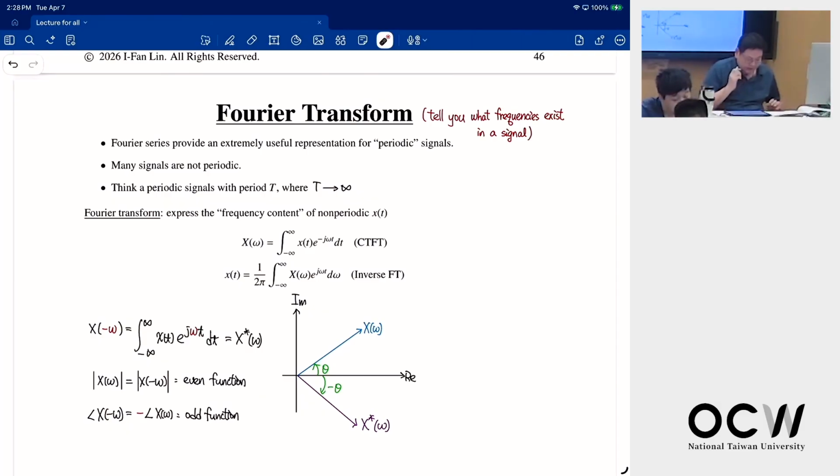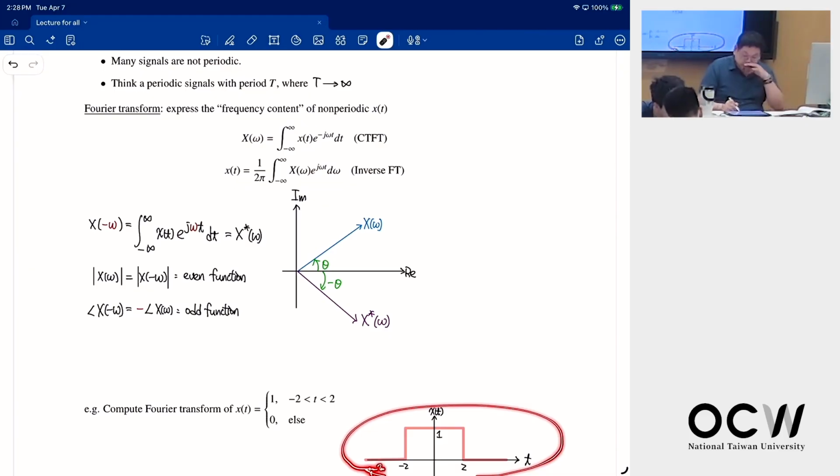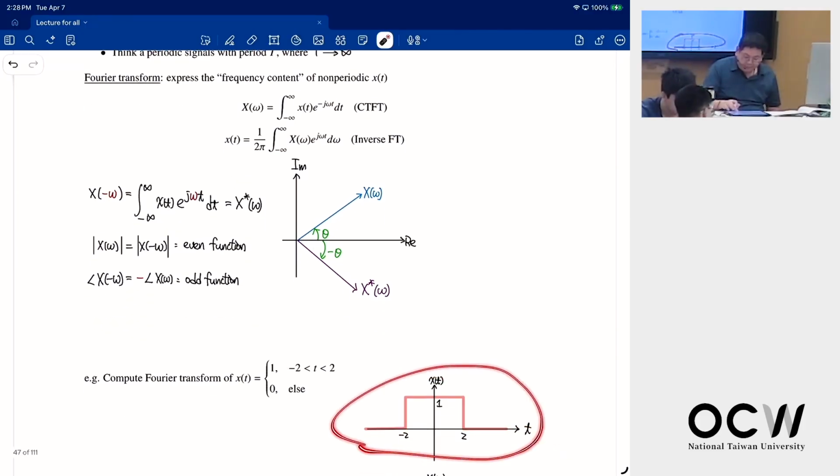Let's see some examples, and we'll continue. Those are classic ones. First, what is the Fourier transform of a rectangular pulse? It's not a train of rectangular pulses. This is very epic, and you should know the result. So x is 1 when t is between minus 2 and 2. What is the Fourier transform?